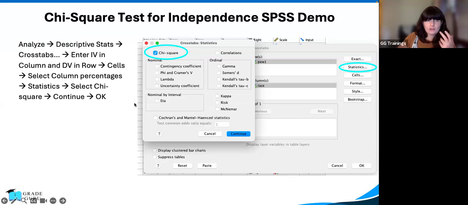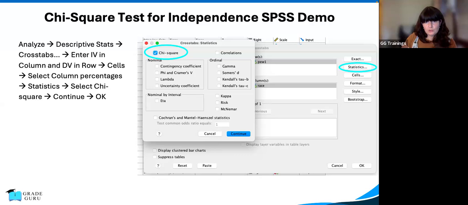Basically, when you do the chi-square test, you start out doing a crosstabs, essentially. So you go analyze, descriptive statistics, crosstabs. You enter your independent in the column and your dependent in the row, same as before. You click on your column percentages because that's always important. So cells, column percentages. What's most important here is that before you click OK, you click on statistics and you click on the chi-square, because that's what's actually going to do the test for independence and not just a crosstabs. Then you can click continue and OK, and you'll produce your chi-square.